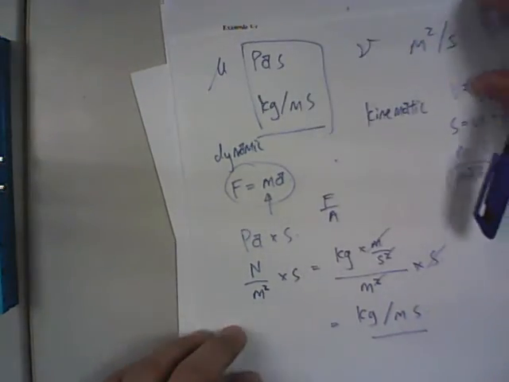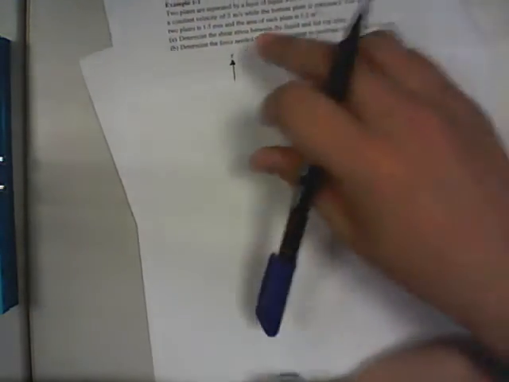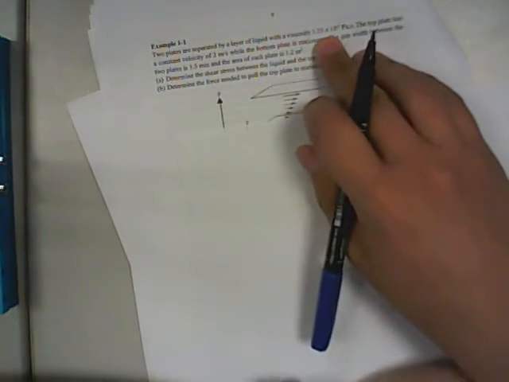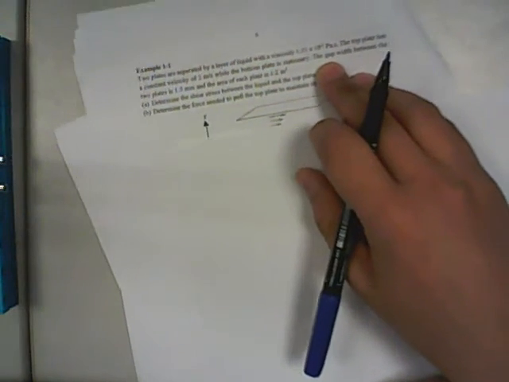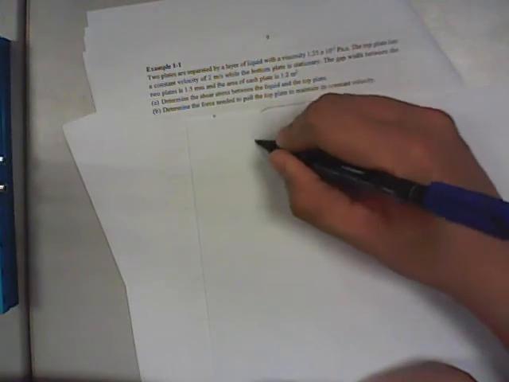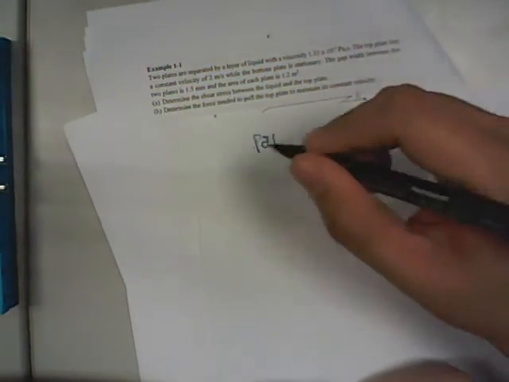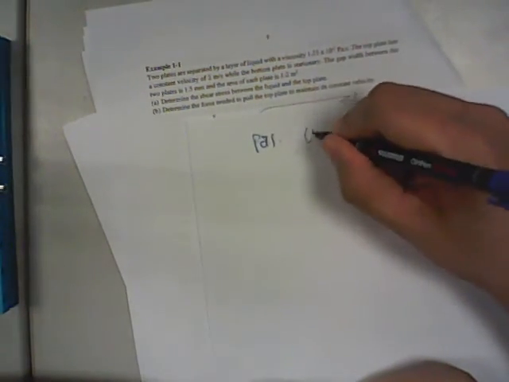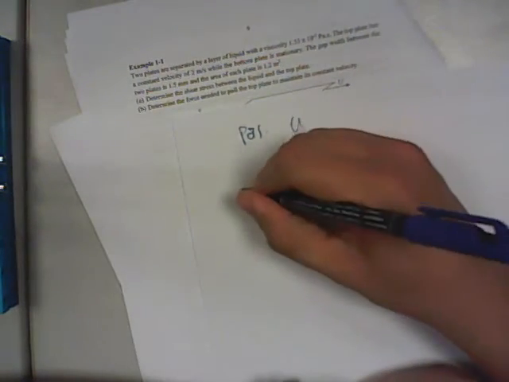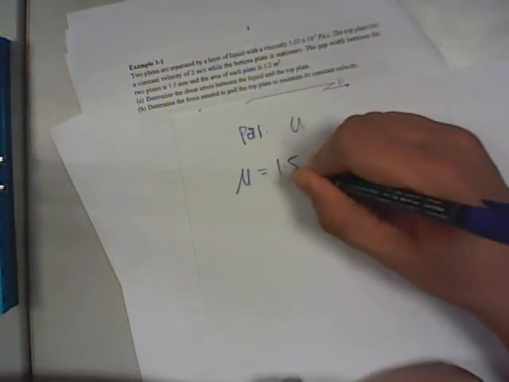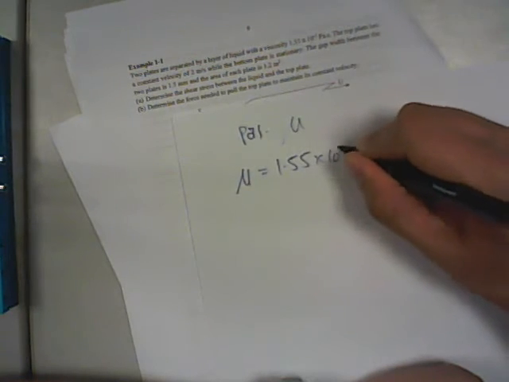Okay, so let's go to example 1-1. So you have two plates, right? Two plates separated by a layer of liquid with a viscosity of 1.55 times 10 to the power minus 3 Pascal seconds. So straight away off the bat, you see the unit of this viscosity is Pascal seconds. It means what? It means that the dynamic viscosity is given to you. Okay, so dynamic viscosity is 1.55 times 10 to the power minus 3 pascals second.